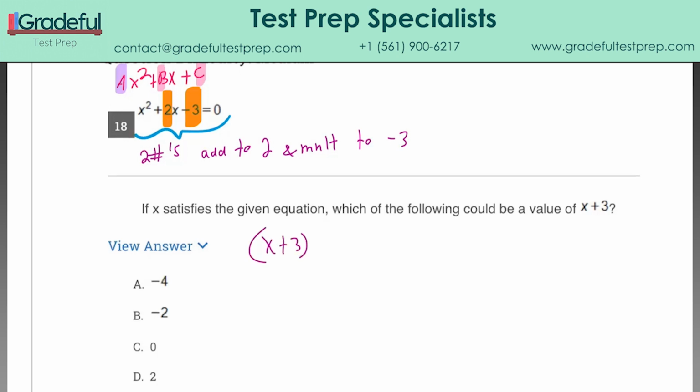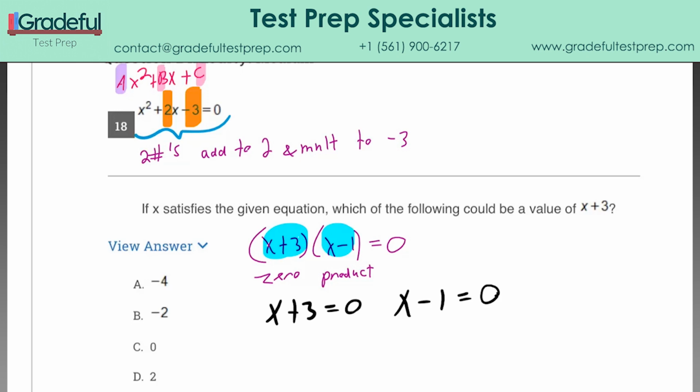x plus 3, x minus 1 equals 0, and that's how it factors. So now we can use the zero product rule, which is the idea that these two things are multiplying out to 0, and the only way that can happen is if one of them is 0. So we can just go ahead and set each individual one equal to 0, and we get -3 for one of the answers, and +1 for the other.